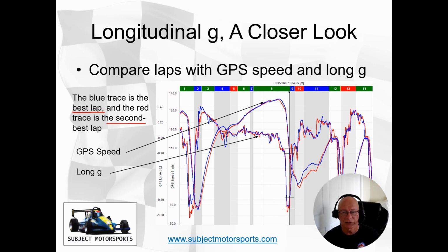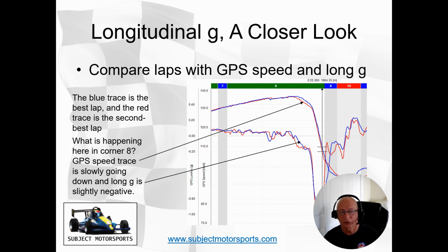In corner 8, you can see the blue trace is the best lap, and again, the red trace is the second best lap. What's happening in corner 8? The GPS trace is slowly going down, and long G is slightly negative. The G here is on this trace, and the miles per hour is on this trace. If you notice, the speed is higher in the blue lap here, but it looks like this is not a very abrupt angle. Same thing here.